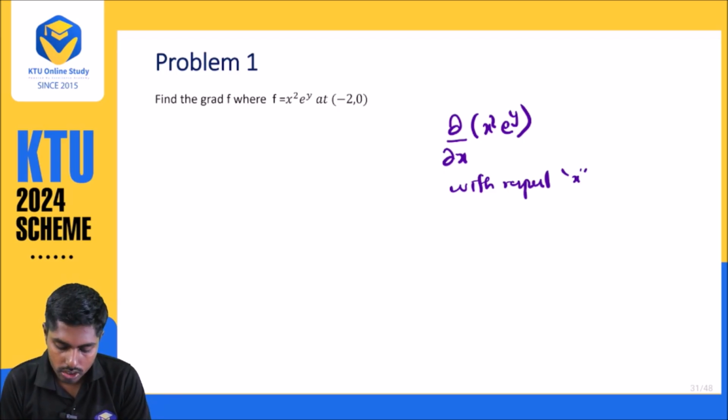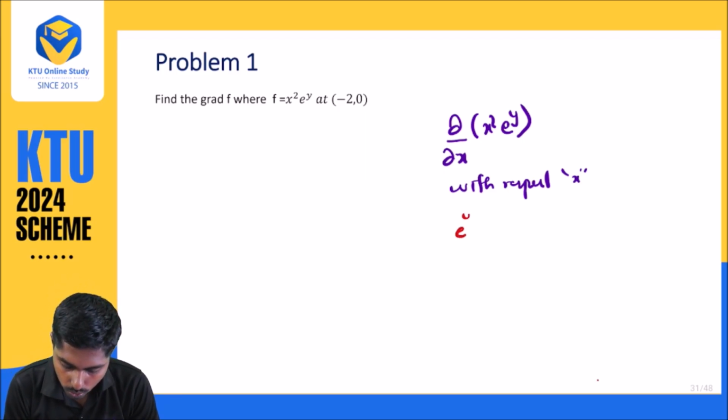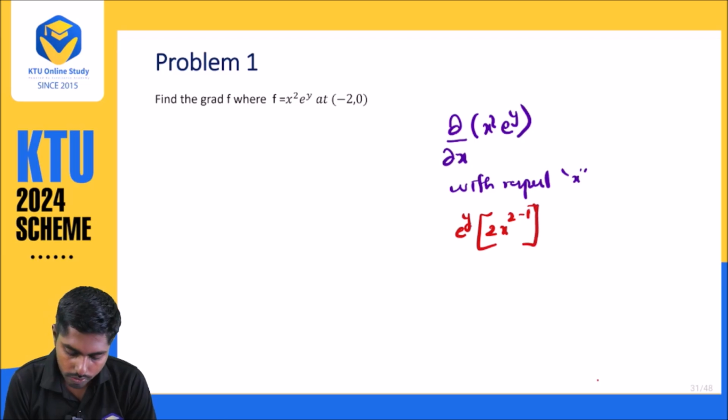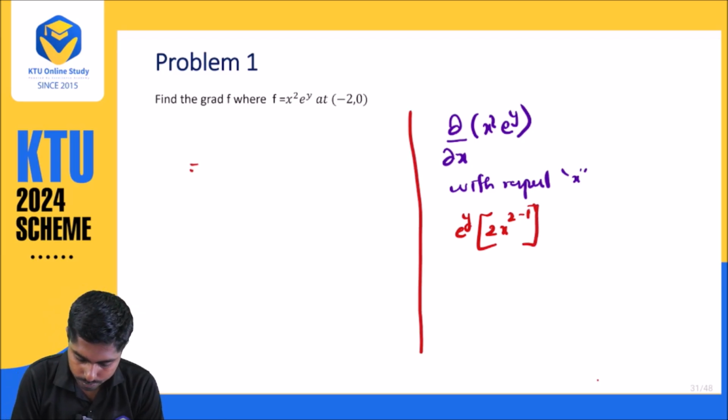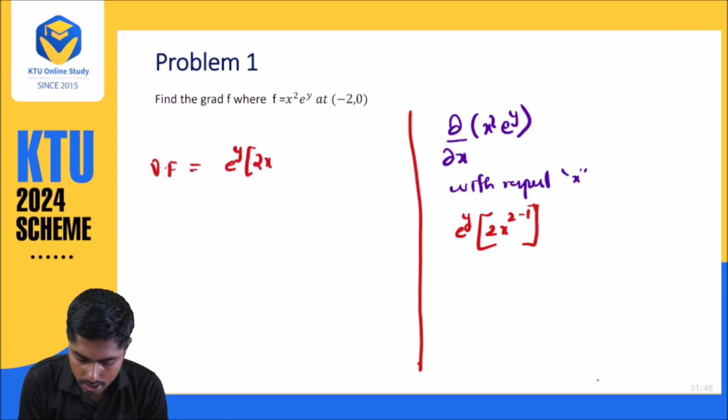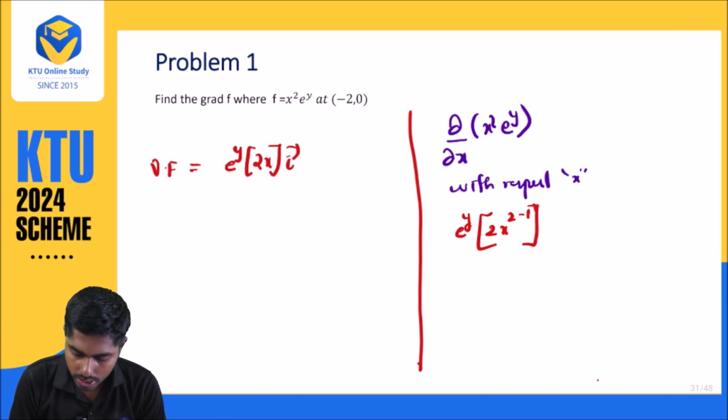Treating y as a constant. So what is constant here? e power of y is constant. So differentiation of x² is what? That is nothing but 2x. So what we will be getting? We will be getting del f is equal to e power of y into 2x into i vector. So here i vector is completed.